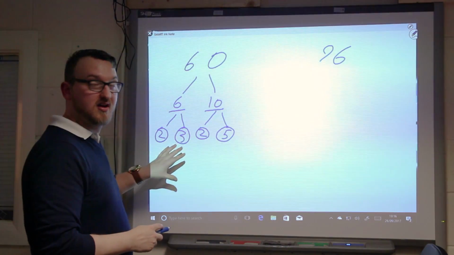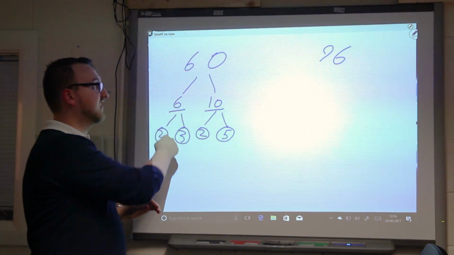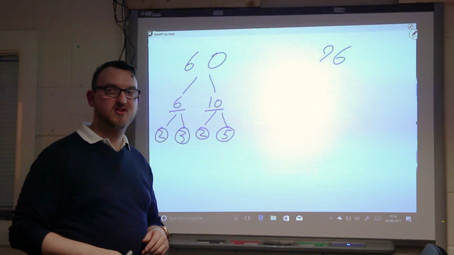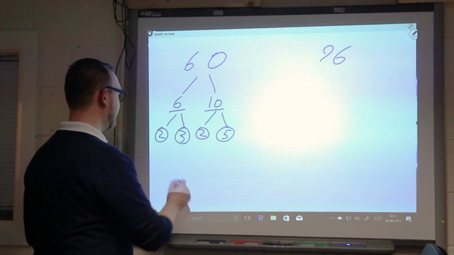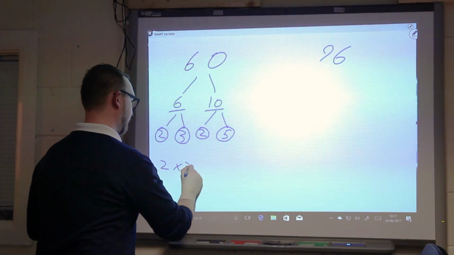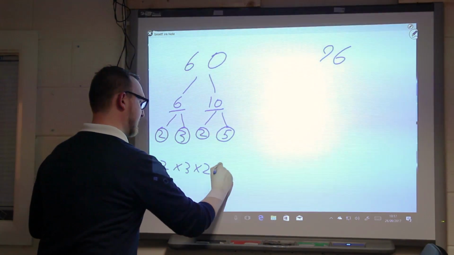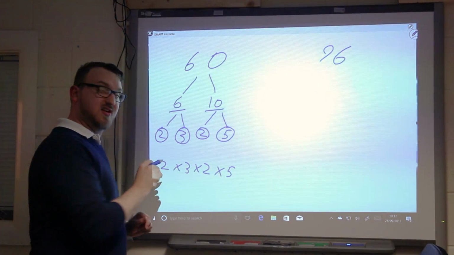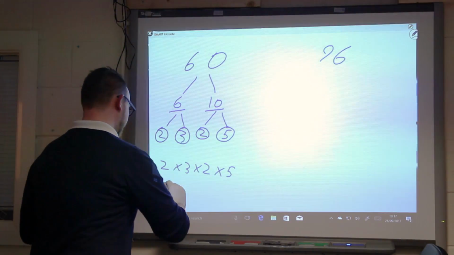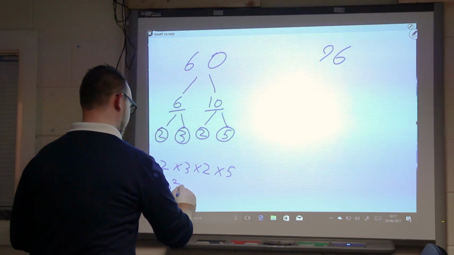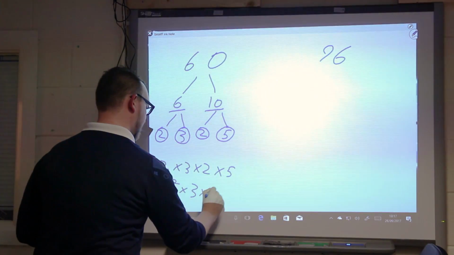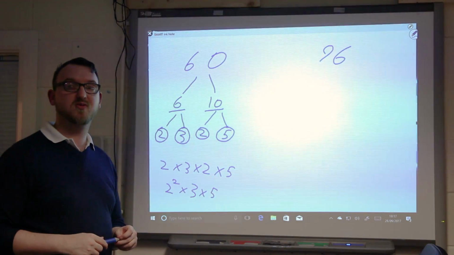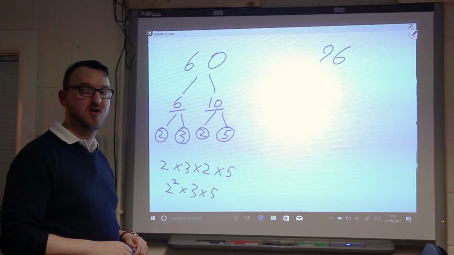So now that that's done, I'm just going to write down the prime factors that will give us 60. Remember that exam question: write 60 as a product of its prime factors. So all that I'm going to do, 2 times 3 times 2 times 5. But remember, if you do want that extra mark in an exam, you have to use index form: 2 to the power of 2 times 3 times 5. And in actual fact, you might find that this will help you when we're looking at those highest common factors and those common multiples.